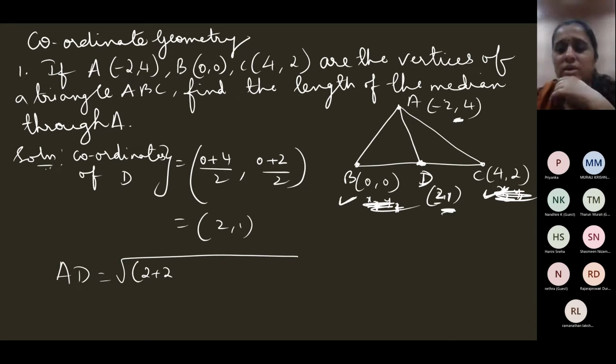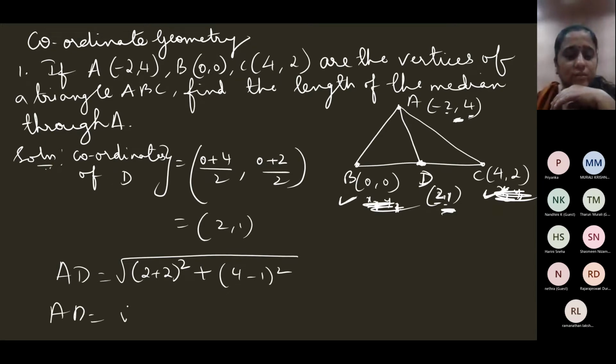You have to subtract the x coordinates. What are the x coordinates? 2 and minus 2. So it is 2 plus 2, the whole square. Plus subtract the y coordinates, in any order. You can do 4 minus 1 or 1 minus 4. Both are correct. What are the y coordinates? 4 and 1. So 4 minus 1, the whole square.